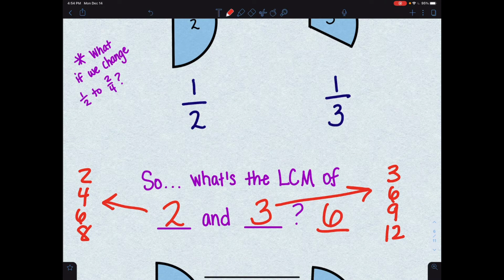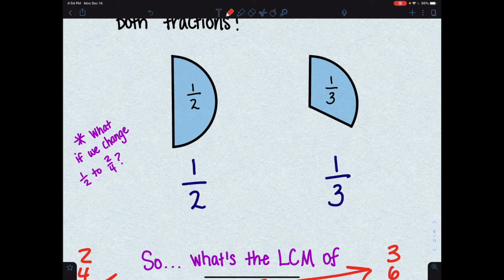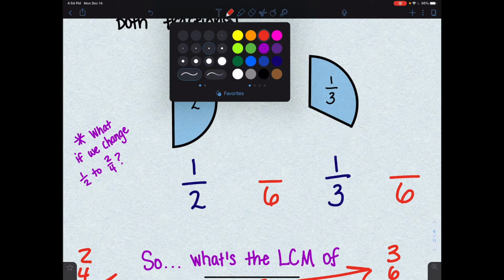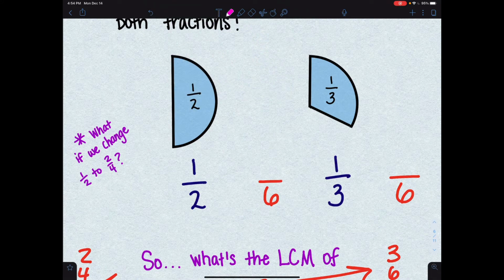Okay? Now, let's look back up at the fractions, and what we need to do is rename both of them so that their denominator is 6. So, here we go. What do we need to multiply 2 by in order to change it into 6? I think you can see that you need to do times 3. Whatever you do to the bottom, you have to do to the top. That way, the fraction is the same as the number 1, 1 over 1. You're not changing the value.